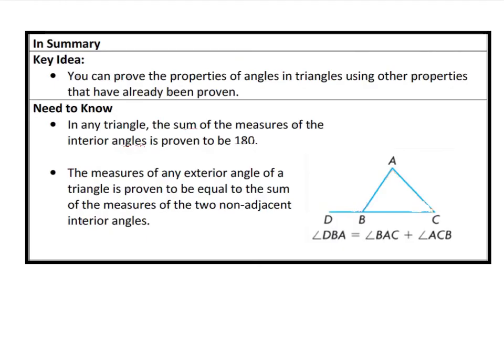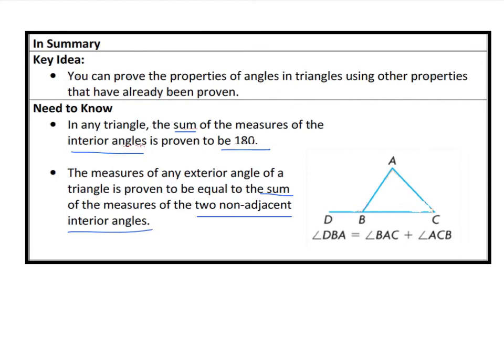Alright, so in summary, you can prove the properties of angles in a triangle using other properties that we already know. In any triangle, the sum of the measures of the interior angles is always 180. The measure of any exterior angle of a triangle is proven to be equal to the sum of the measures of the two non-adjacent interior angles.